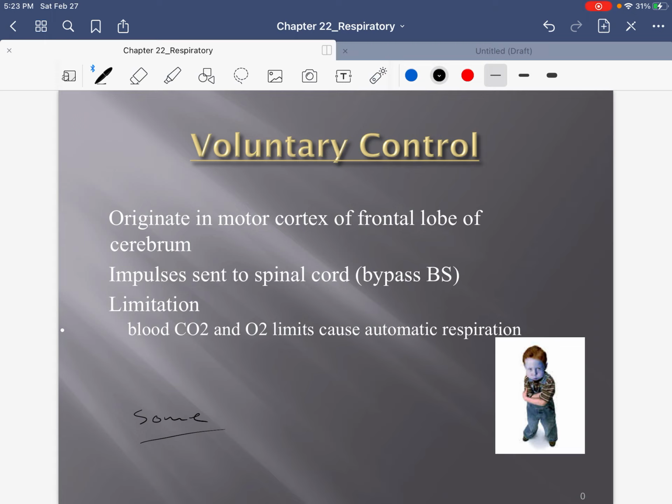So we have some voluntary control, but ultimately, our involuntary controls will take over.